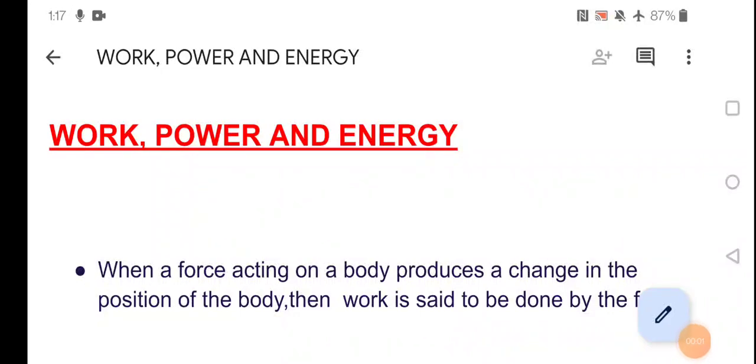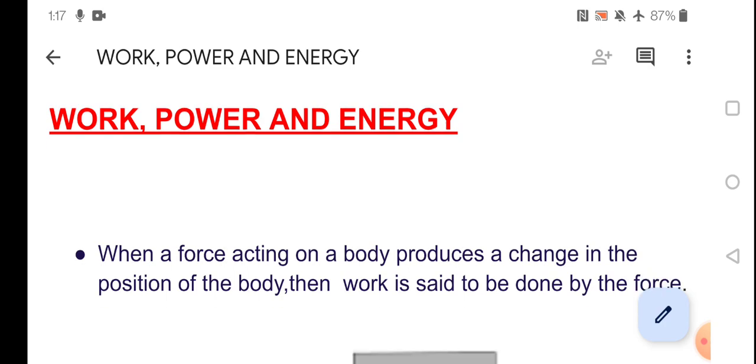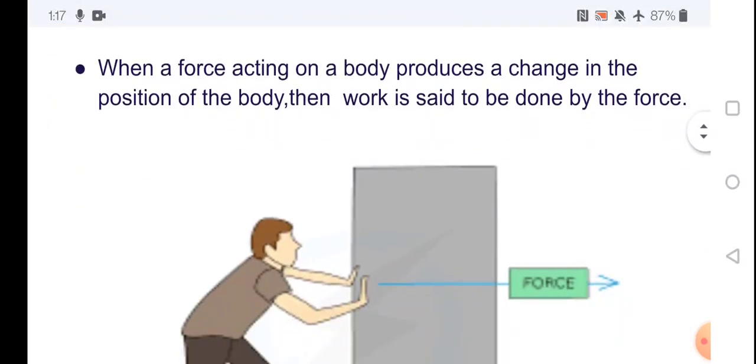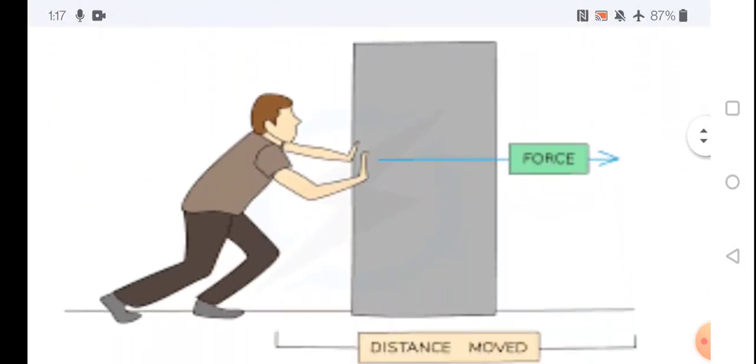Hi, in this class we are learning about work, power and energy. First we'll learn what we mean by work. If you see the picture, in the picture we are applying some force on the object. By applying the force, the object moves from one position to another position, which means it displaces its position.